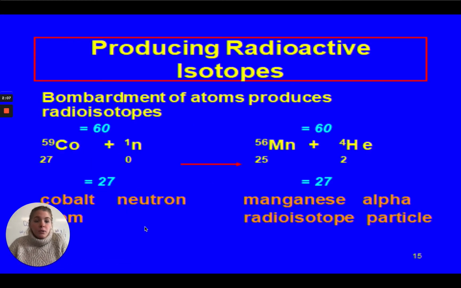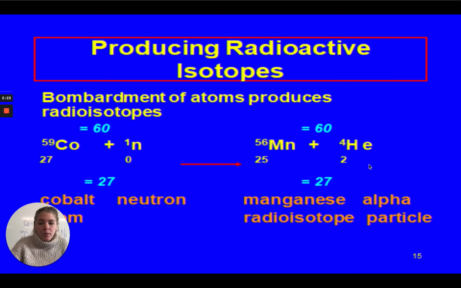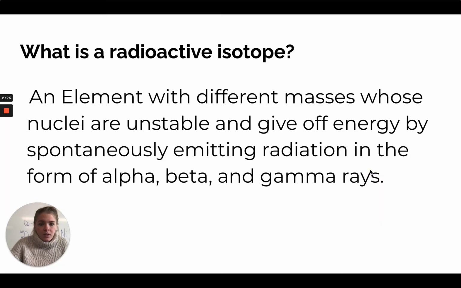Producing radioactive isotopes. Basically, the bombardment of atoms produces radioisotopes. So here we have a cobalt combining with a neutron. Here we have a manganese radioisotope with an alpha particle. A radioactive isotope is basically an element with different masses whose nuclei are unstable and give off energy by spontaneously emitting radiation in the form of alpha, beta, and gamma rays. We know what radiation is. So a radioactive isotope is just an isotope of an element that does radioactive decay.